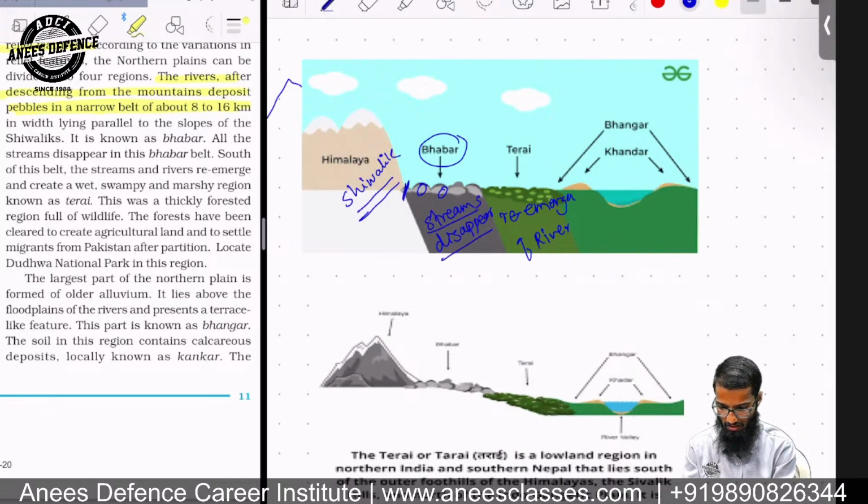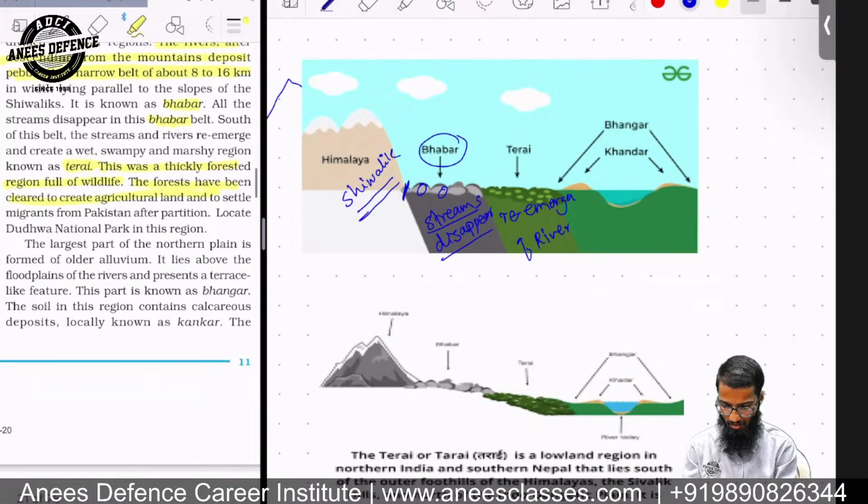Now, we have completed this and this. This was a thickly forested region full of wildlife. The forests have been cleared to create agricultural land and settle migrants from Pakistan after partition. In the Tarai region you have Dudhwa National Park.